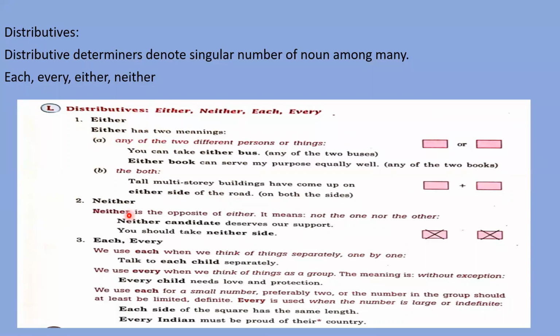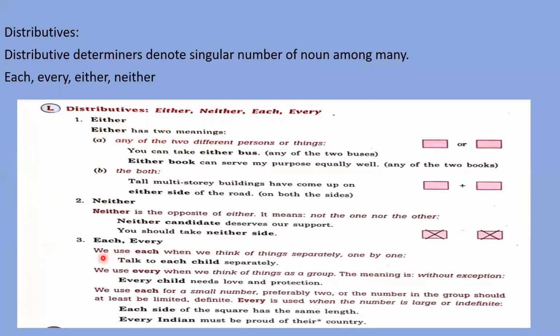Next, neither. Neither is the opposite of either. It means not the one nor the other, not the first nor the second. When you have two options and you want to say not the first and not the second, in that case you can use the word neither. Neither candidate deserves our support, not the first and not the second. When you have two candidates, you should take neither side. When you have the option of two sides and you want to say you can't take the first side and you can't take the second side, then you have to use neither.